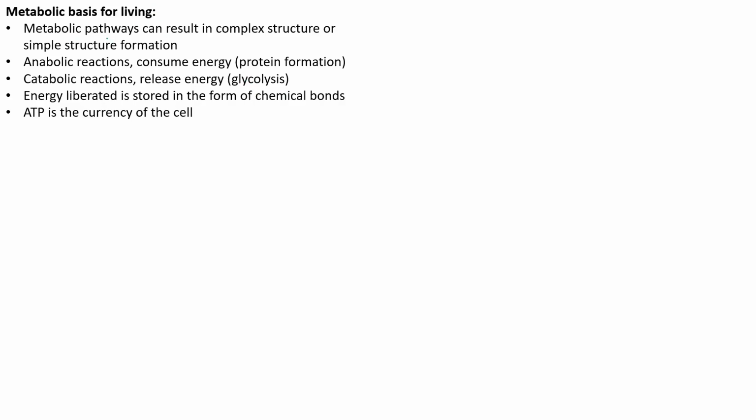The metabolic pathways can result in the formation of a complex structure, or they may result in the formation of a simple structure. For example, the conversion of acetic acid to cholesterol. This results in the formation of a complex structure, right? And these kinds of reactions we call anabolic reactions.